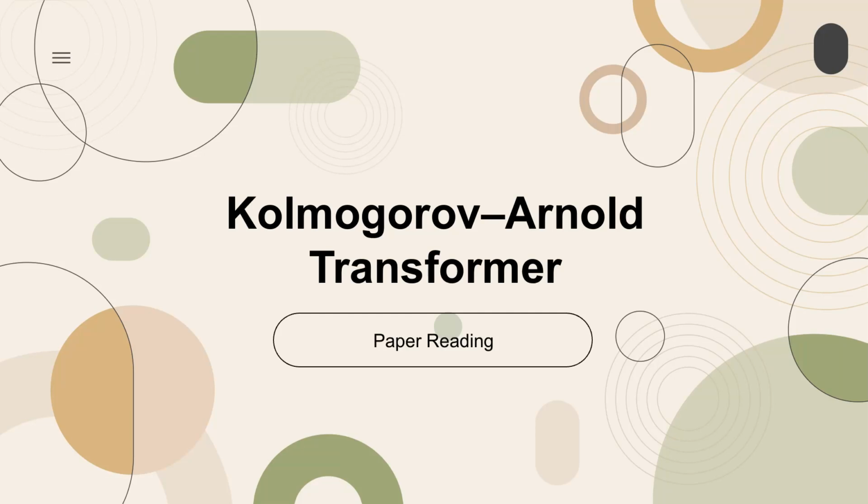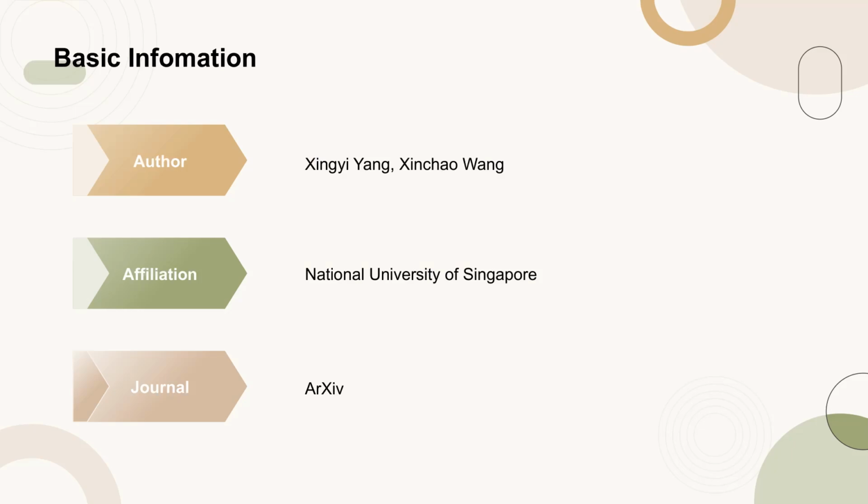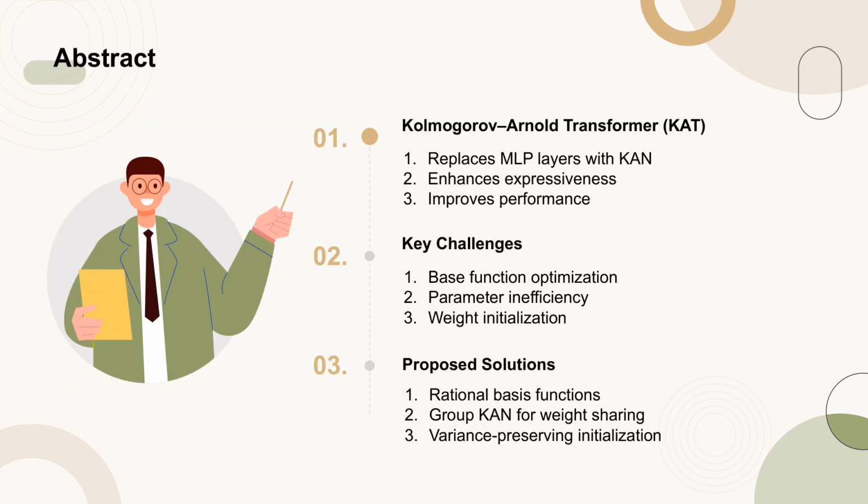Today's paper is titled Kolmogorov-Arnold Transformer. This paper was published on arXiv by Xingyi Yang and Xinchao Wang from the National University of Singapore. The Kolmogorov-Arnold Transformer, KAT, is a novel architecture that replaces traditional multilayer perceptron, MLP, layers with Kolmogorov-Arnold network, KAN, layers. This change aims to enhance the expressiveness and performance of the model.